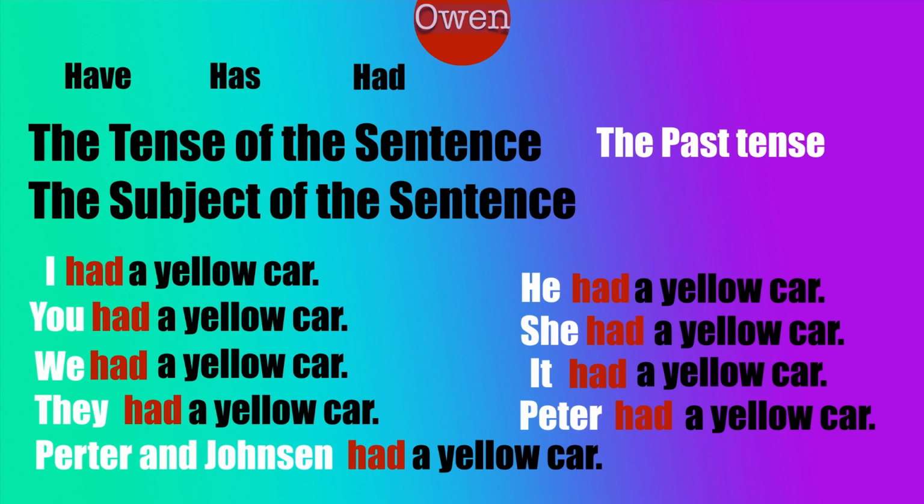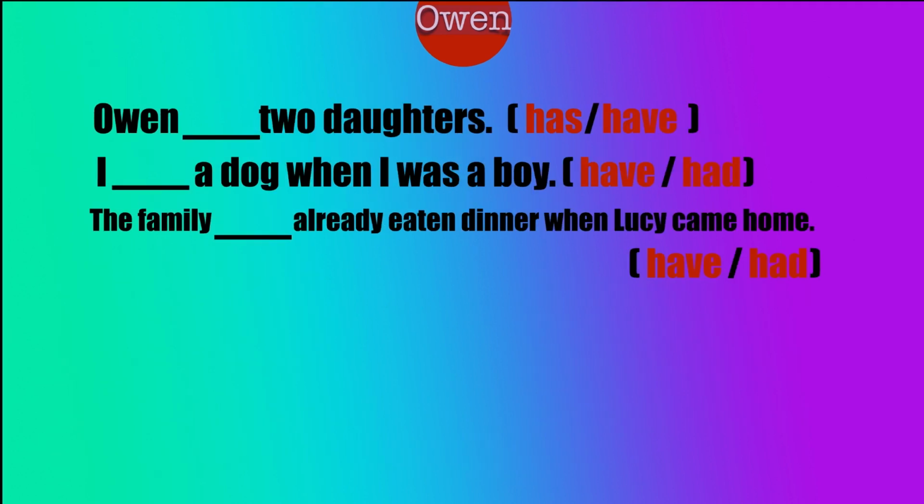Pretty easy. Now, I'm going to give you a small test to see if you can use have, has, and had correctly. Here I've got three sentences, and your job is to fill in the blank in each sentence with the correct form of the verb from the options. Okay? Now let's see the first one. Owen, blank, two daughters. Well, Owen, which is me, is only one person, so we use has.